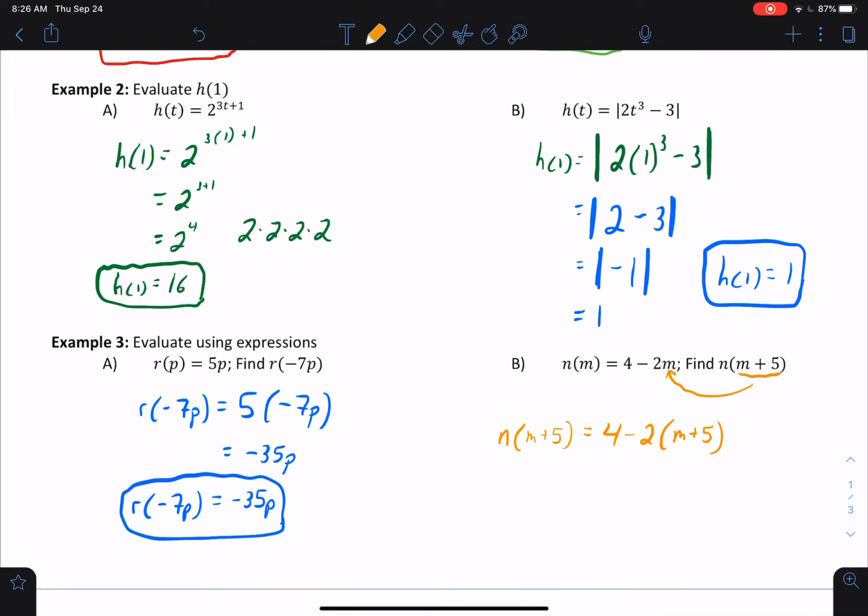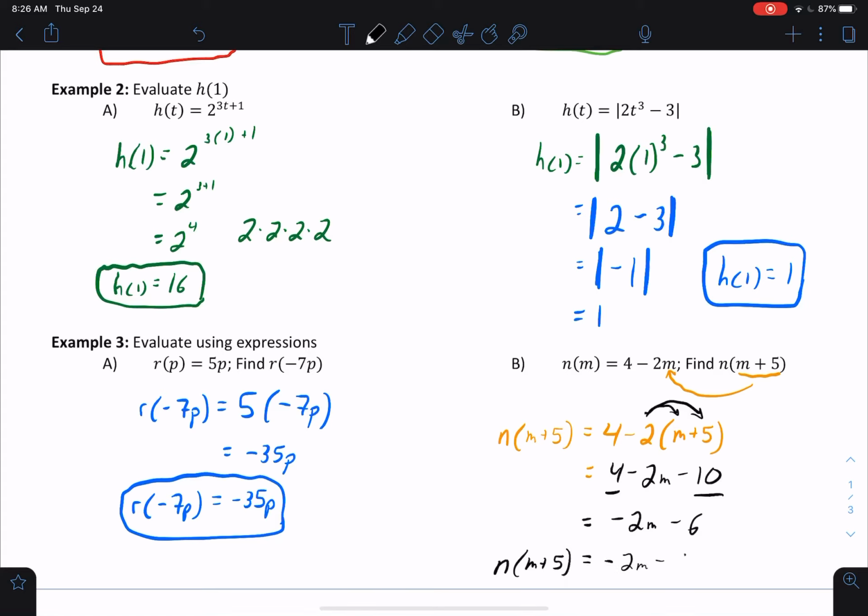Okay, so to simplify this, I'm going to distribute that negative 2. So I get 4 minus 2m minus 10. Combine like terms now, and I'll get negative 2m minus 6. So n of m plus 5 is equal to negative 2m minus 6. Cannot simplify that anymore. That's just saying when I plug in m plus 5, I'm going to get out negative 2m minus 6.